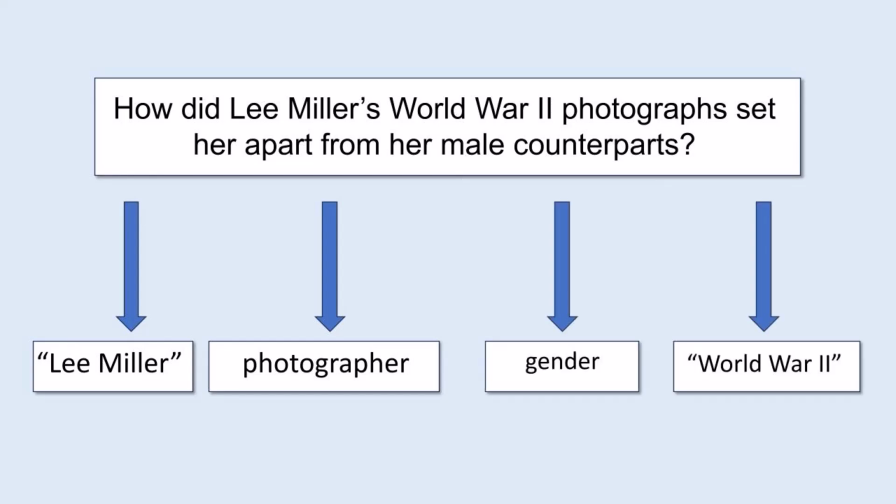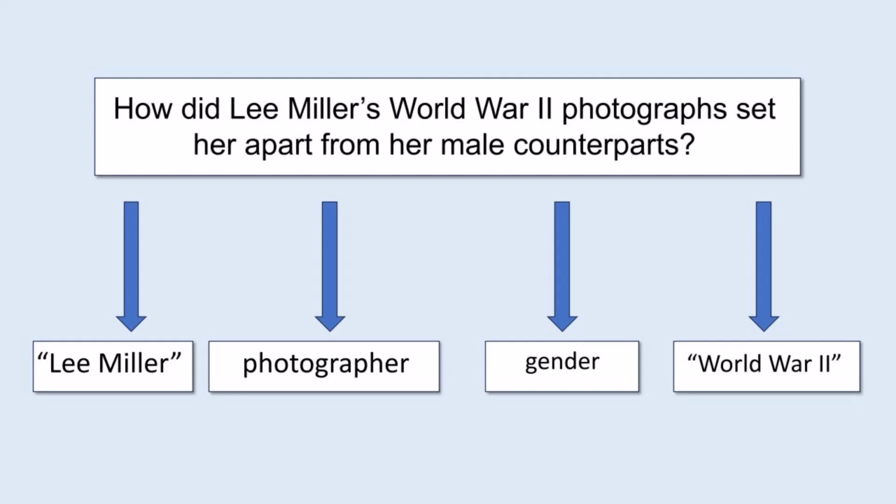If one of your terms is an established phrase like World War II or a person's full name like Lee Miller, you can put it in quotation marks. This is called phrase searching, which allows the database to search for the terms together instead of each individual term. Sometimes phrase searching can limit your results too much, so it's a good idea to try searching with and without quotations.